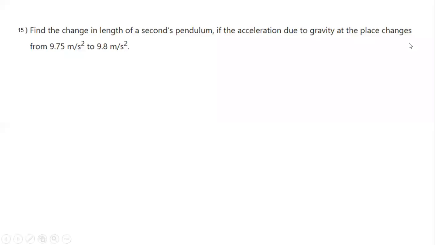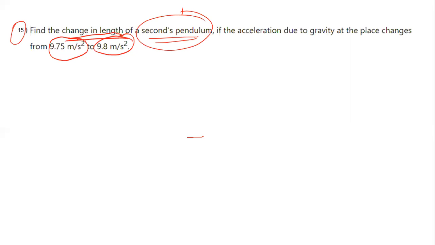Now problem number 15 from exercise. Find change in length of second's pendulum if acceleration due to gravity at a place changes from 9.75 to 9.8 meter per second square. And you have to find out change in length. First thing, you know that the period of second's pendulum means T is given 2 seconds. So as we substitute T is 2 seconds, then we get length is equal to g by pi square.